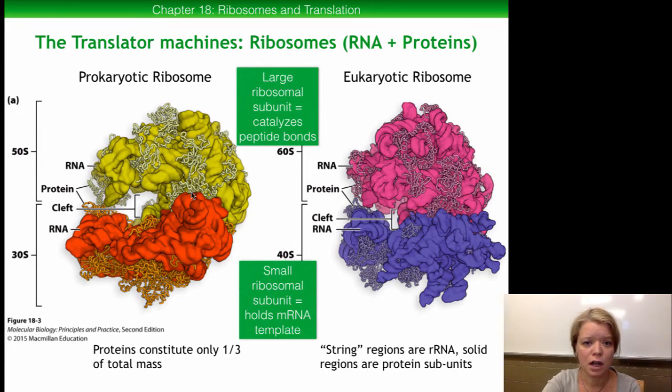And you can see here how much RNA these ribosomes contain. Protein makes up only 1/3 of the total mass of the ribosome, and you can see here that the space-filling bits are protein, and all the inside, and even protruding in various places on the outside, are the little noodle strings of the rRNAs.